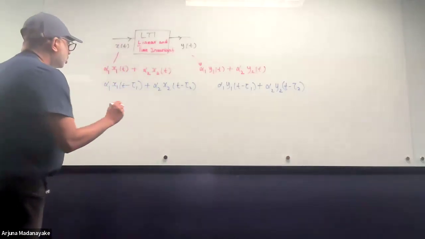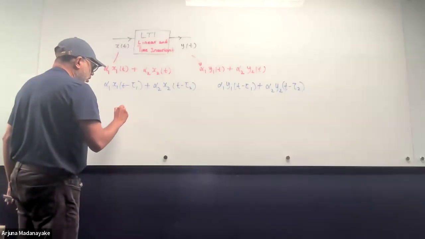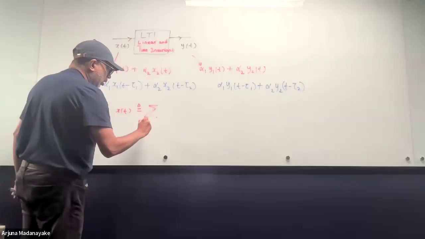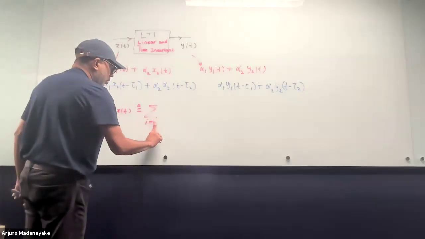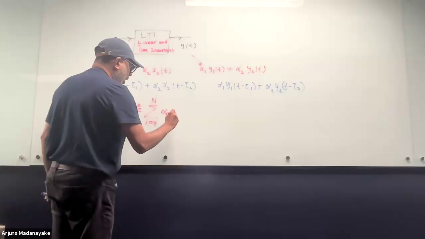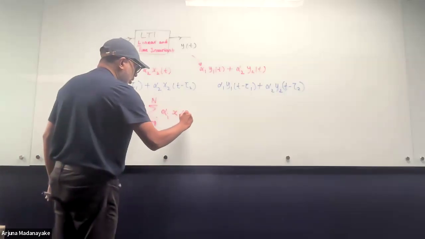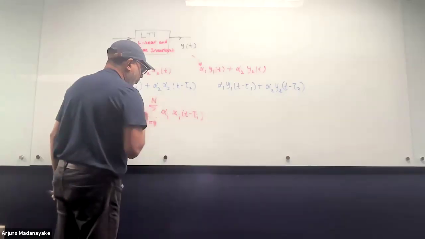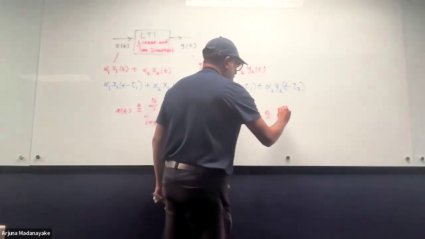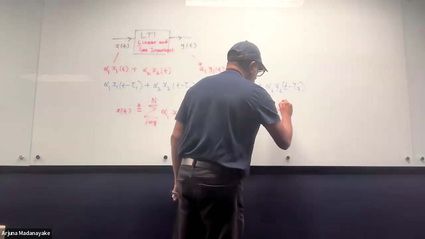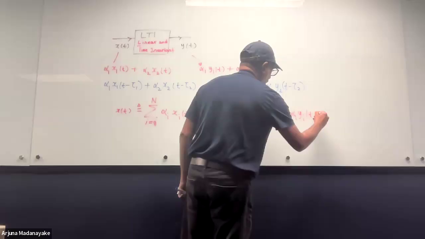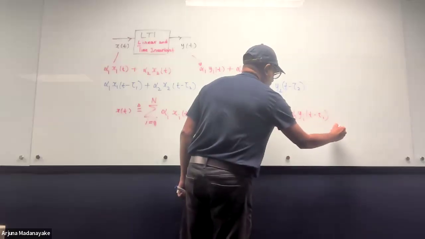So I can generalize the equation: the input x of t is defined as a whole bunch of different components, let's say i goes from 1 to n. The scaling coefficients are alpha i, signal components are xi, t minus delay components are tau i. On the output side, we have y of t defined as a whole bunch of components from 1 to n, alpha i, yi, t minus tau i.